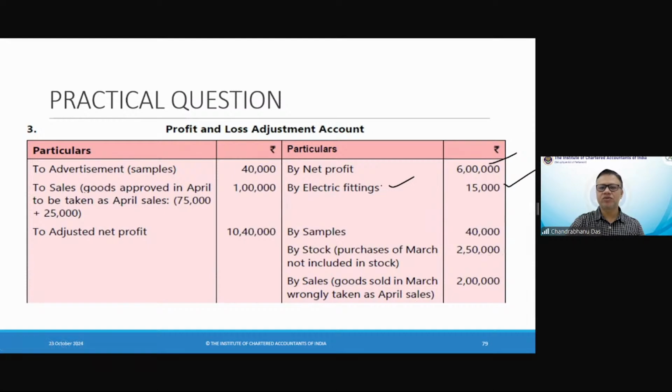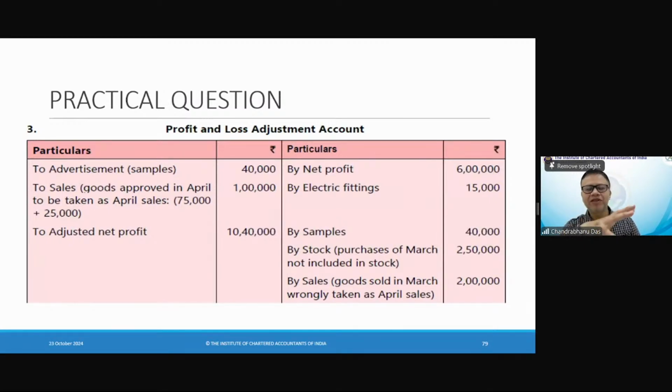Now I'll ask you: why did you bring the net profit to this side, the credit side? 6 lakhs. No, sir. When I'm preparing the profit and loss adjustment account, why am I preparing it? Some goods which had to be recorded, or events which had to be rectified, were not done. So I'm preparing a profit and loss adjustment account to get the true profit. That is the adjusted net profit. To ascertain the true value of profit, which might not have been done.